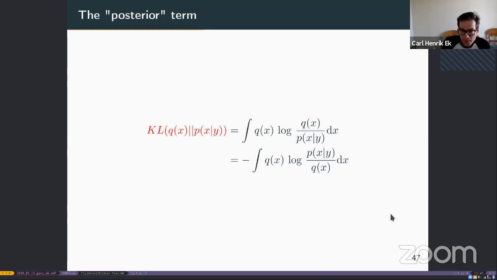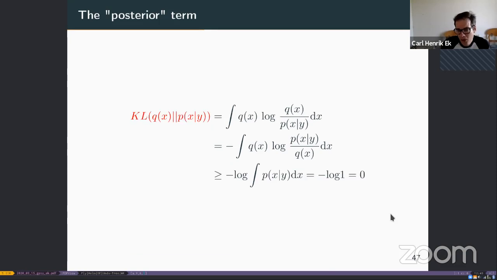Now, what we can do is flip the numerator and denominator and pick out a minus sign from this. This is what the previous slides were, we're going to jump back. If I move the log outside this integral, because the log is a concave function, now I get Q of X over Q of X, so those two cancel, and I get P of X given Y integrated over X, which is just 1. Minus log 1 is just 0. So now I know that this KL term there is always larger or equal than 0. That's the first thing I need to know.